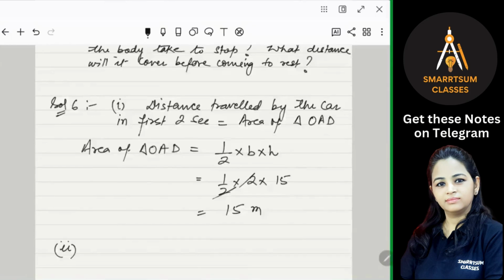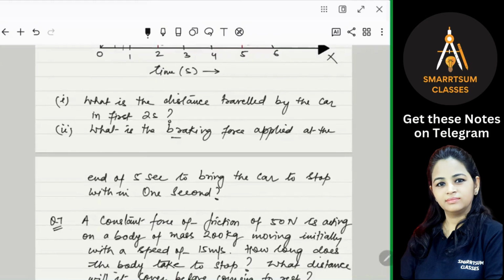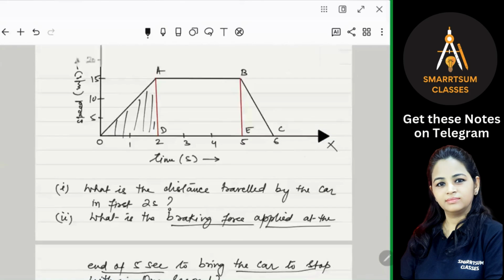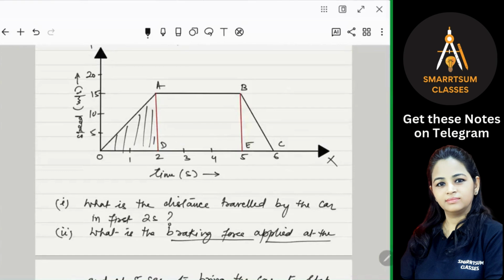Now in the second part of the question, you have to find the braking force. What is the braking force applied at the end of 5 seconds to bring the car to stop within 1 second? So if you just study this graph, what is happening? Initially, its speed is increasing with time. After point A, from A to B, speed is uniform. Means time is increasing, but speed is not increasing. Means the car is moving with uniform velocity or uniform speed. Are you getting my point?